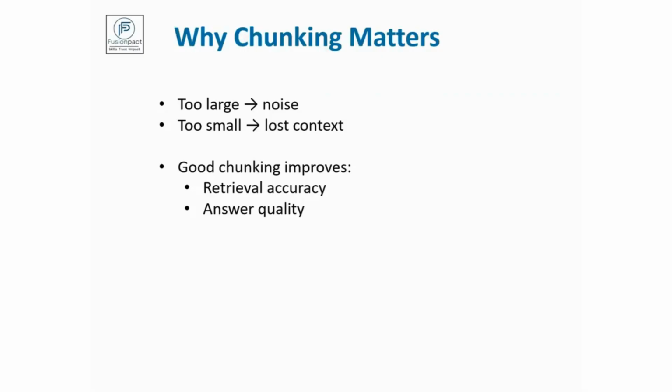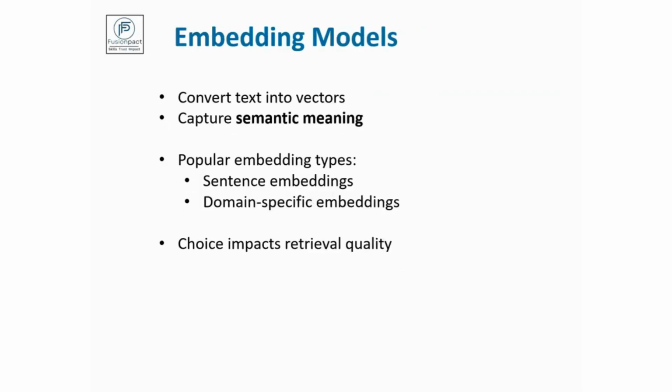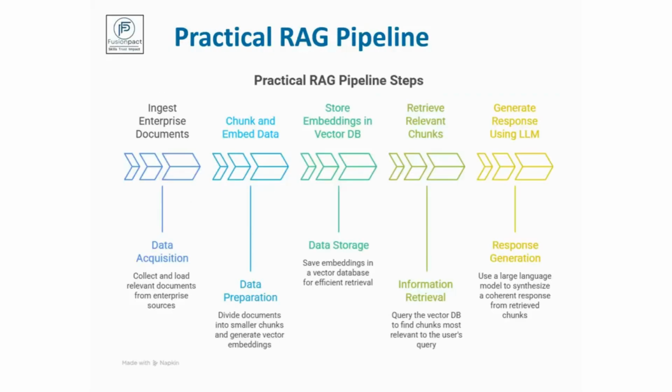Why does chunking matter? Too large will be noisy and too small would lose the context. Good chunking improves retrieval accuracy and answer quality. The embedding models. They convert text into vectors and capture semantic meaning. Popular embedding types are sentence embeddings and domain-specific embeddings. The choice impacts retrieval quality.